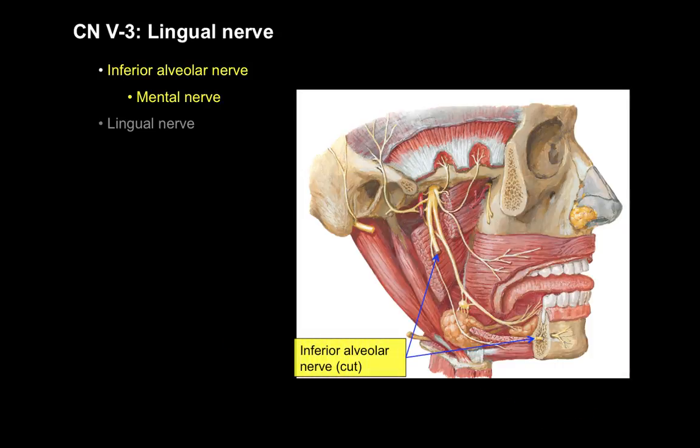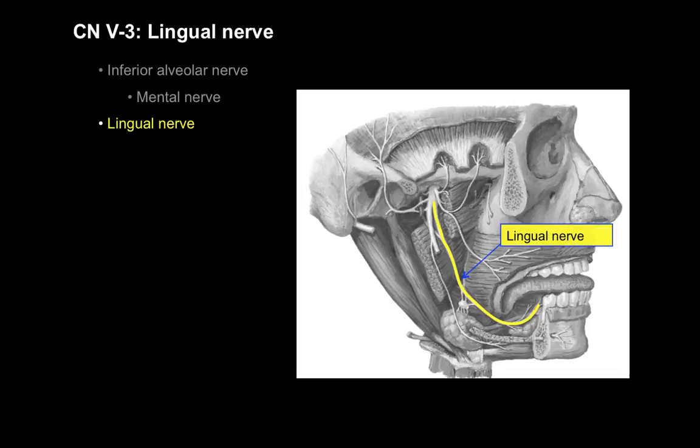In this picture, there's the inferior alveolar nerve, but it's been cut. We can see that mental nerve exiting the mental foramen. And then there's our lingual nerve as well. And that lingual nerve in yellow is going to bring general sensation from the front of the tongue, but it also has contributions from cranial nerve 7.